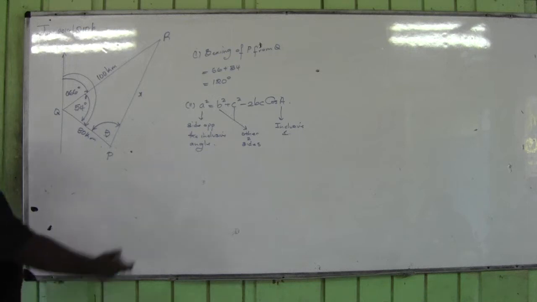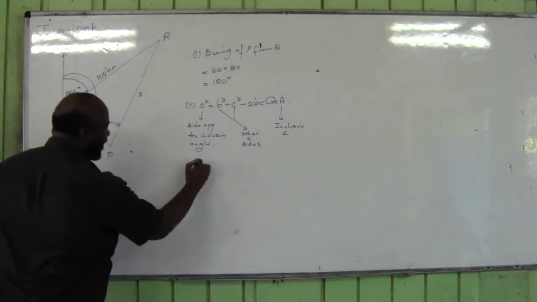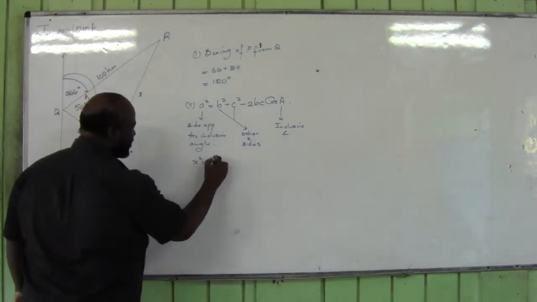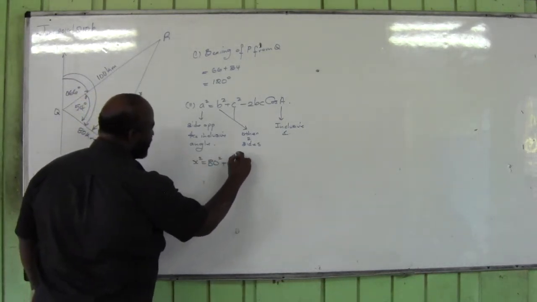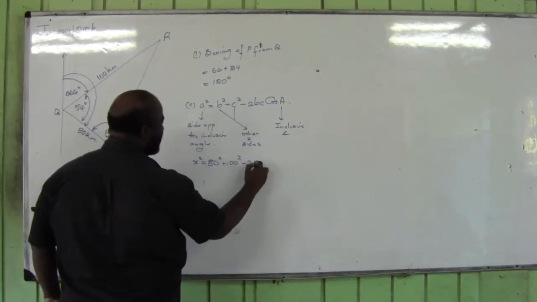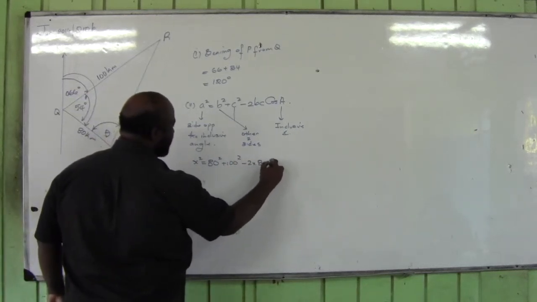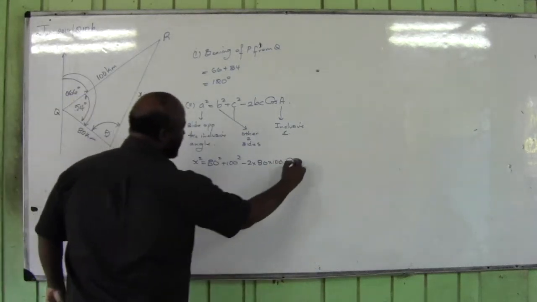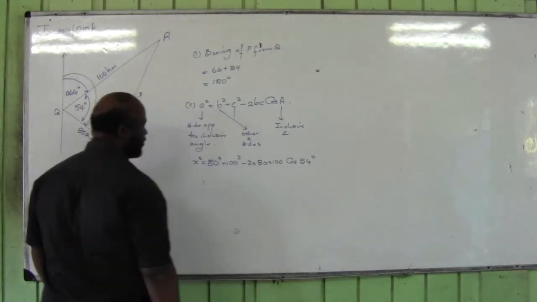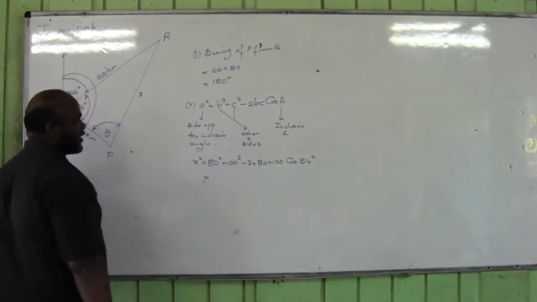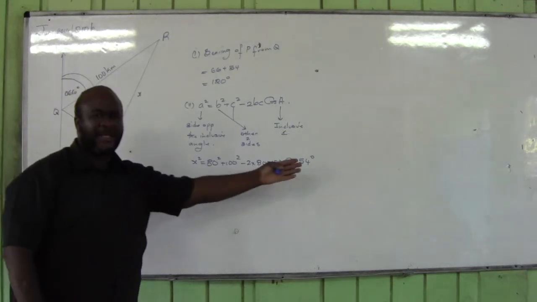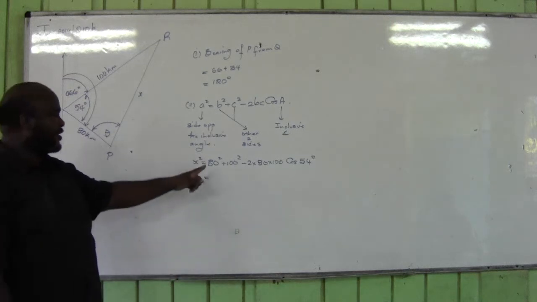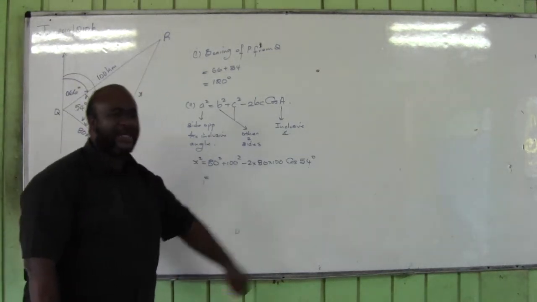Let's put in what we know. What is a? It's x, so it's x squared. The other 2 sides are 80 and 100. So x squared equals 80 squared plus 100 squared minus 2 times 80 times 100 times the cosine of the inclusive angle, which is 54 degrees. Ladies and gentlemen, put this in your calculator exactly as you see it and press equal.